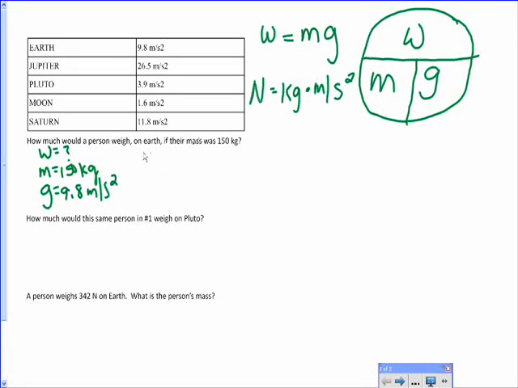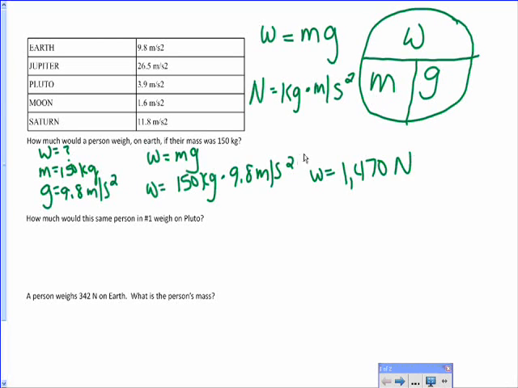Now, let's write our formula in letters. W equals M times G. Then we fill it in with numbers. W equals 150 kilograms times 9.8 meters per second squared. And once you calculate that, you're going to see that you get W equals 1,470 newtons. So this is the weight of that person on Earth. All right, go ahead and pause the video and resume the video once you're ready to look at the answers.